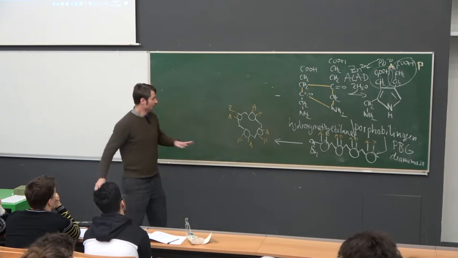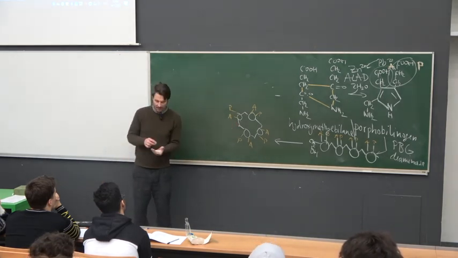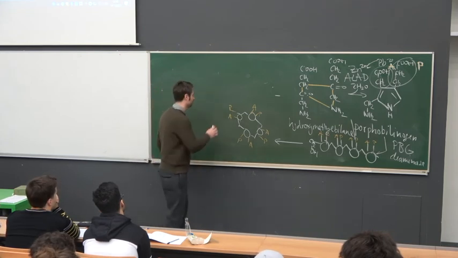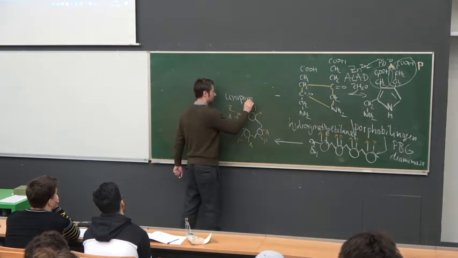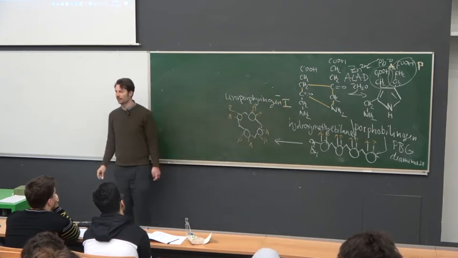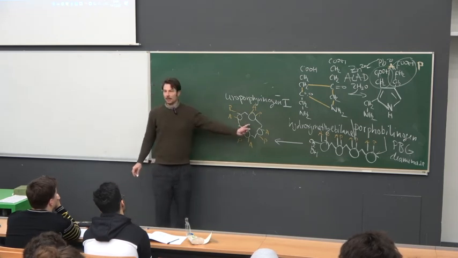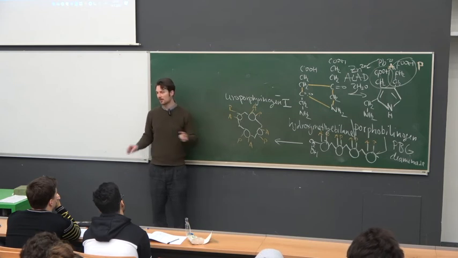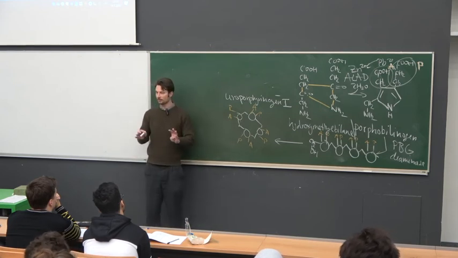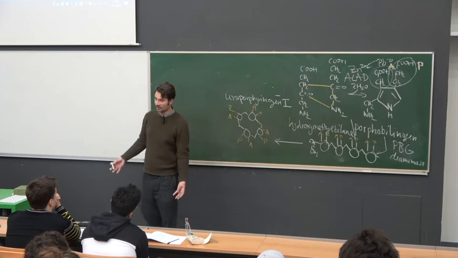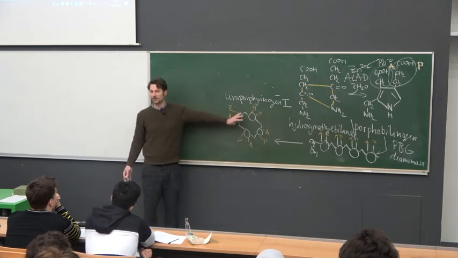The name of this stuff that I just drew is uroporphyrinogen 1. Don't write it down. This is not what we want. It will actually spontaneously occur if one of the next enzymes is damaged. So if the rest of the pathway is not working, or actually even if this enzyme is damaged, some of the hydroxymethylbilane will spontaneously form this cycle, but this is the wrong one. We don't want this one.